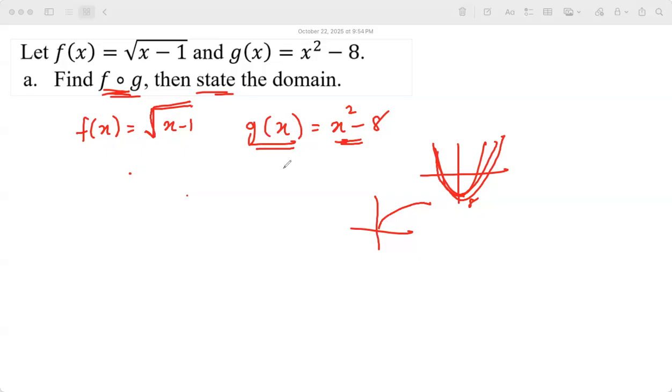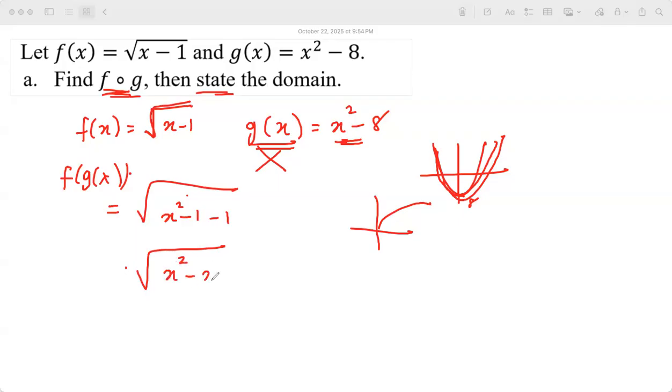So what can I do? Step 1 does not have any restriction. But now I have to find f of g of x, then see what the restrictions are. For that, I'll substitute x squared minus 1 minus 1, so that would be x squared minus 2, right? Now, does this function have a restriction?